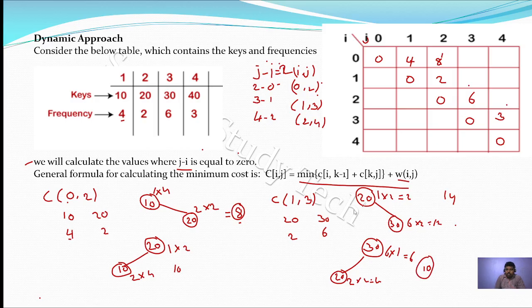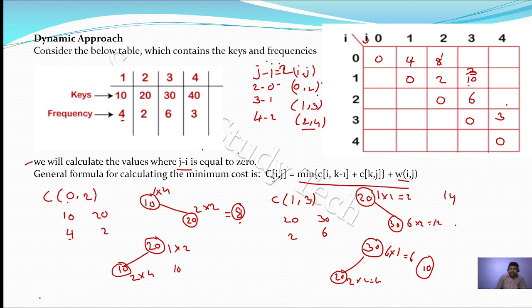So you can note down here 10, and which is the root node? 30, so that is the third key. Okay, you can note down here like that.